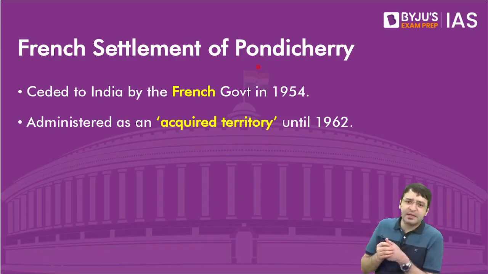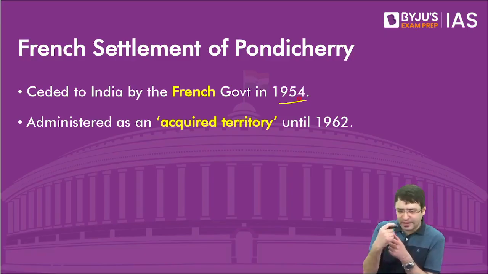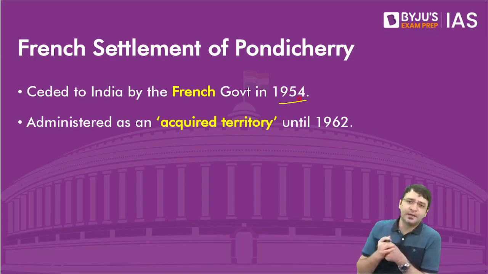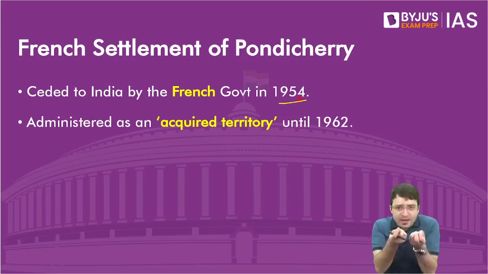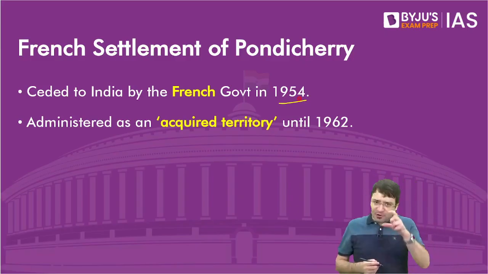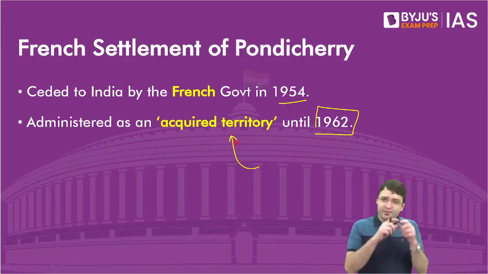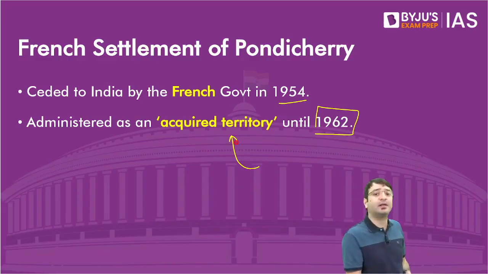In 1947, we got the independence. And in 1954, there was an agreement between the government of India and the government of France that let's cede this territory, let's give this territory to India. And ultimately, Puducherry became an acquired territory of India. We acquired Puducherry from France. But from 1954 till 1962, we were governing Puducherry as an acquired territory.